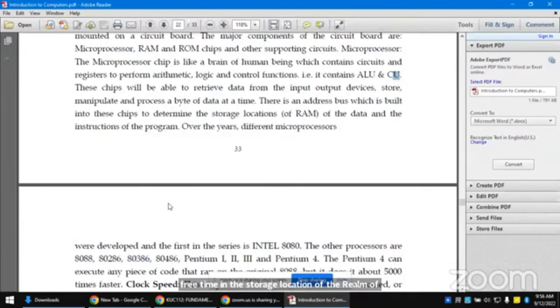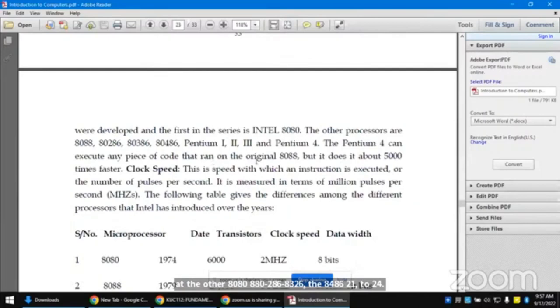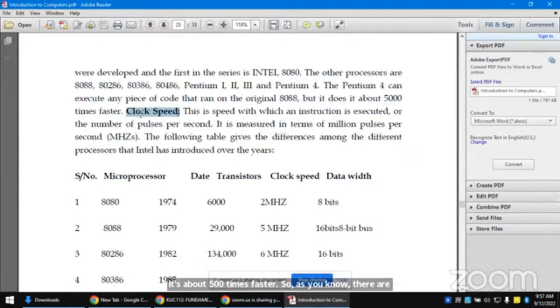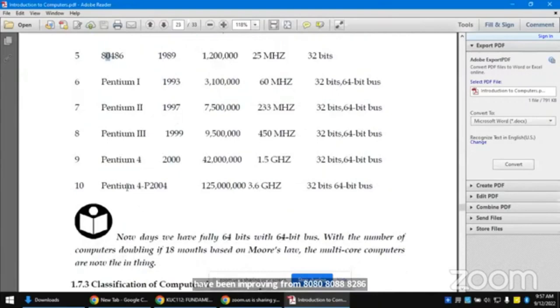Over the years, different microprocessors were developed, and the first in the series is the Intel 8080. The other processors are the 8088, the 80286, the 80386, the 80486, Pentium 1 to Pentium 4. The Pentium 4 can execute any piece of code that ran on the original 8080, but it does it about 500 times faster. As you know, there are different types of processors that came into existence, and they have different clock speeds. The speeds have been improving from 8080, 80286, 80386, 80486. Now the processors have improved, and we are even doing Core 2 Duo. There are so many processors. These are older ones. But currently, we are doing very well with the current generation.